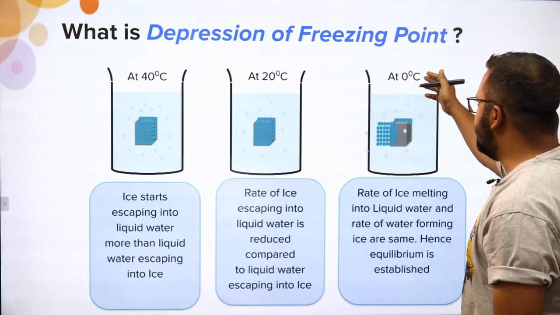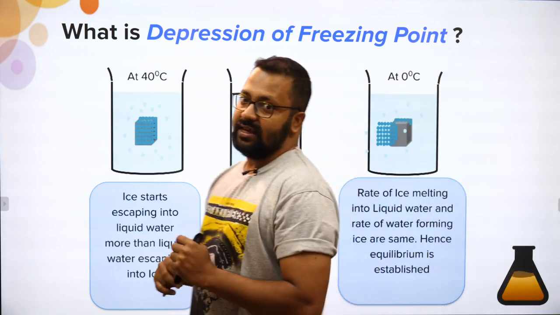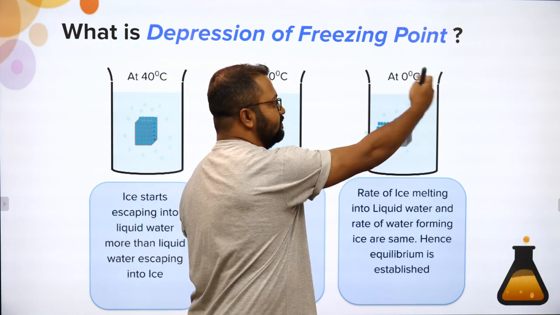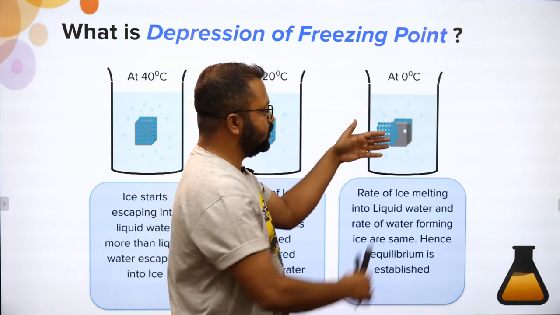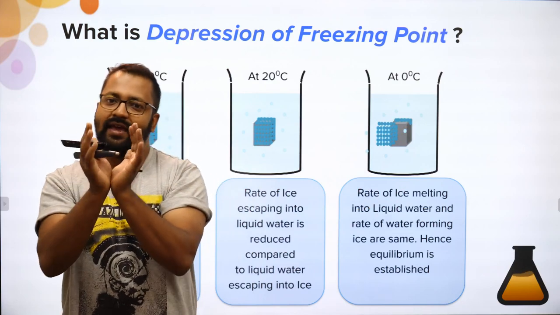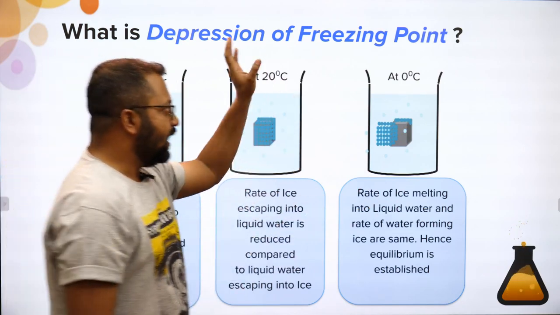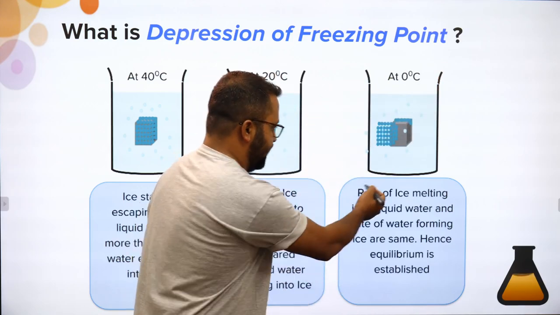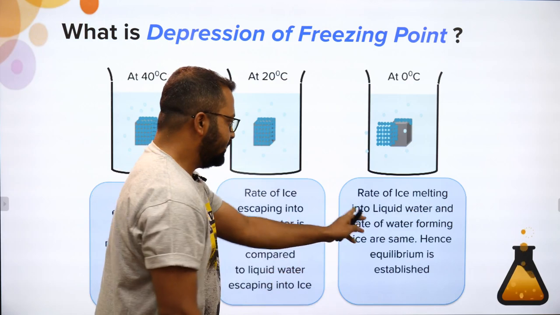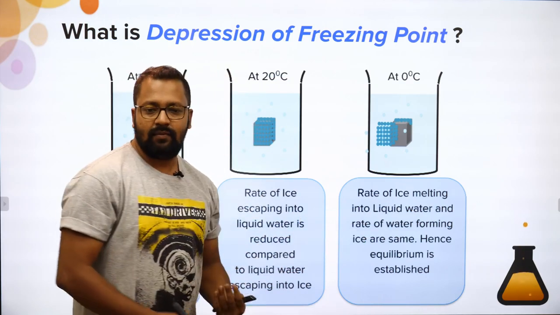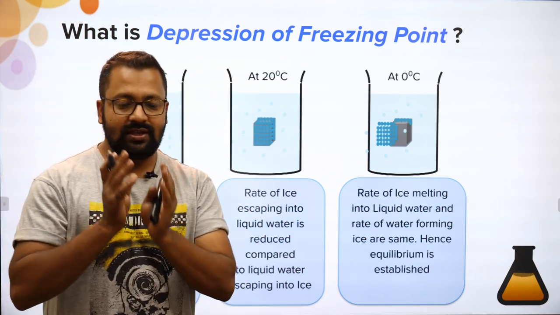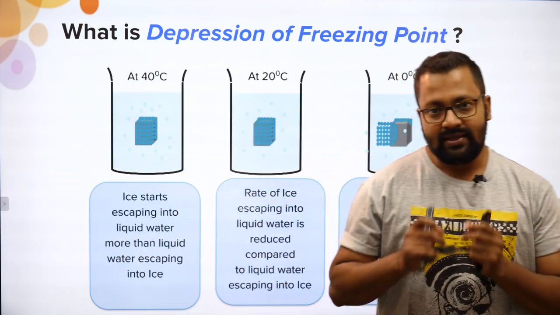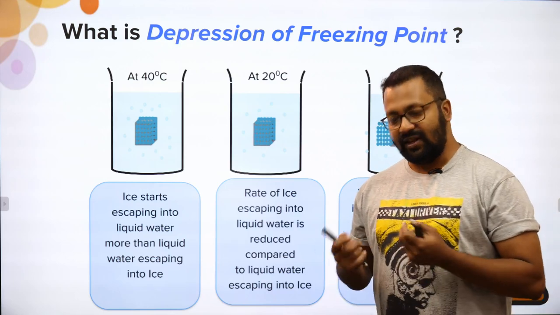What happens at 0 degrees Celsius? I would see that the rate at which ice is converting into water and the rate at which water is settling around ice is exactly equal. If at 1 atmospheric pressure we maintain this temperature, the rate of ice melting into liquid water and the rate of water forming ice are the same, and an equilibrium is established. This equilibrium situation is what we call the freezing point.